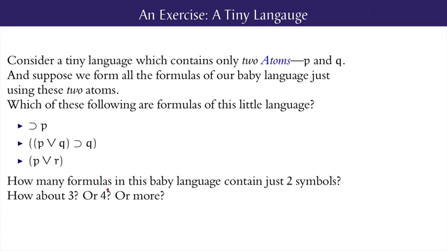For you, have a think about this. Consider a little baby language which has only got two atoms in it, P and Q. And suppose we form all the formulas out of these atoms to make our baby language. Which of these following things count as formulas in the language? Have a think about that. And after you've had a think about that, there's a harder question I want you to think about and put your answer in the discussion board. How many formulas in this baby language contain just two symbols? How about 3? How about 4? Have a think about these things, submit your answer, and come back after you're done.